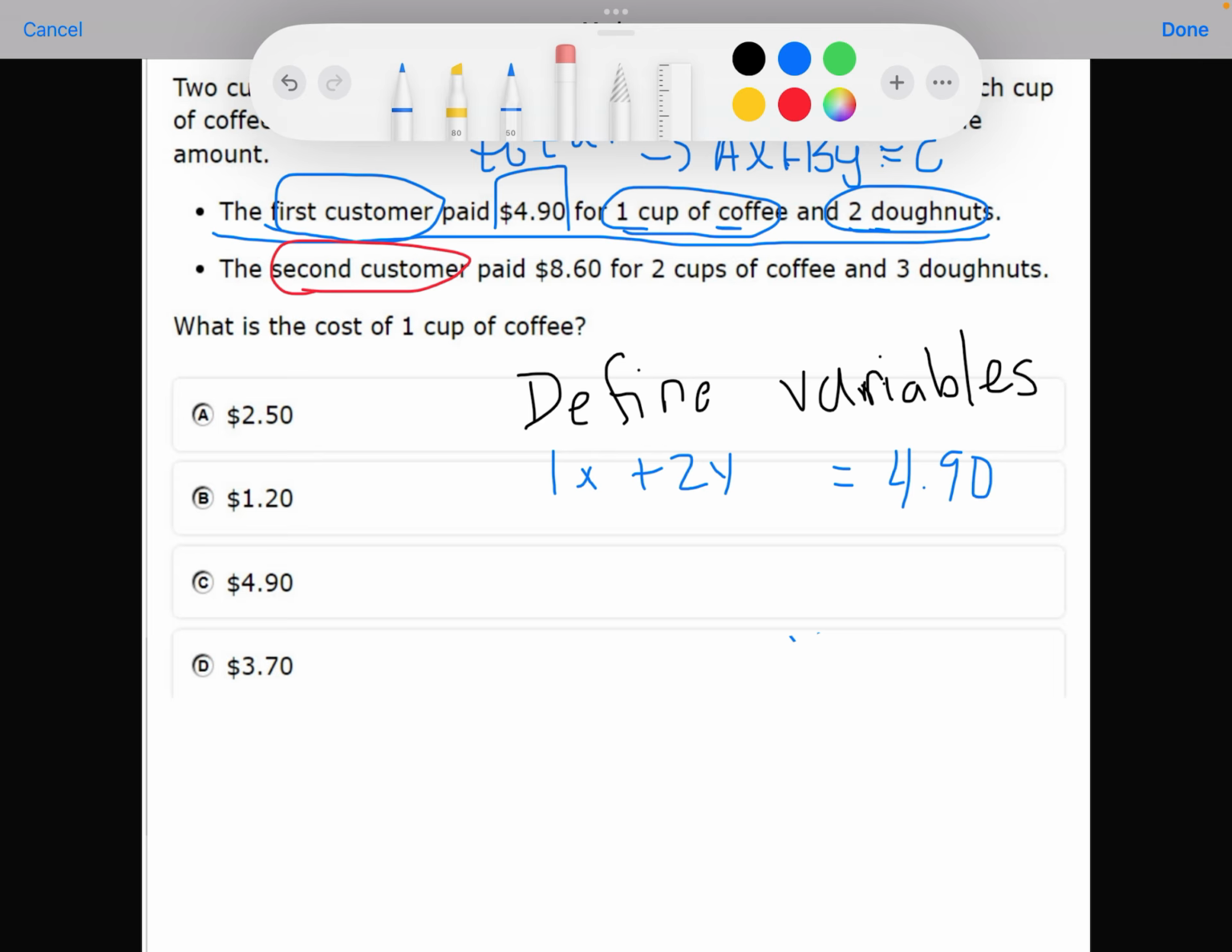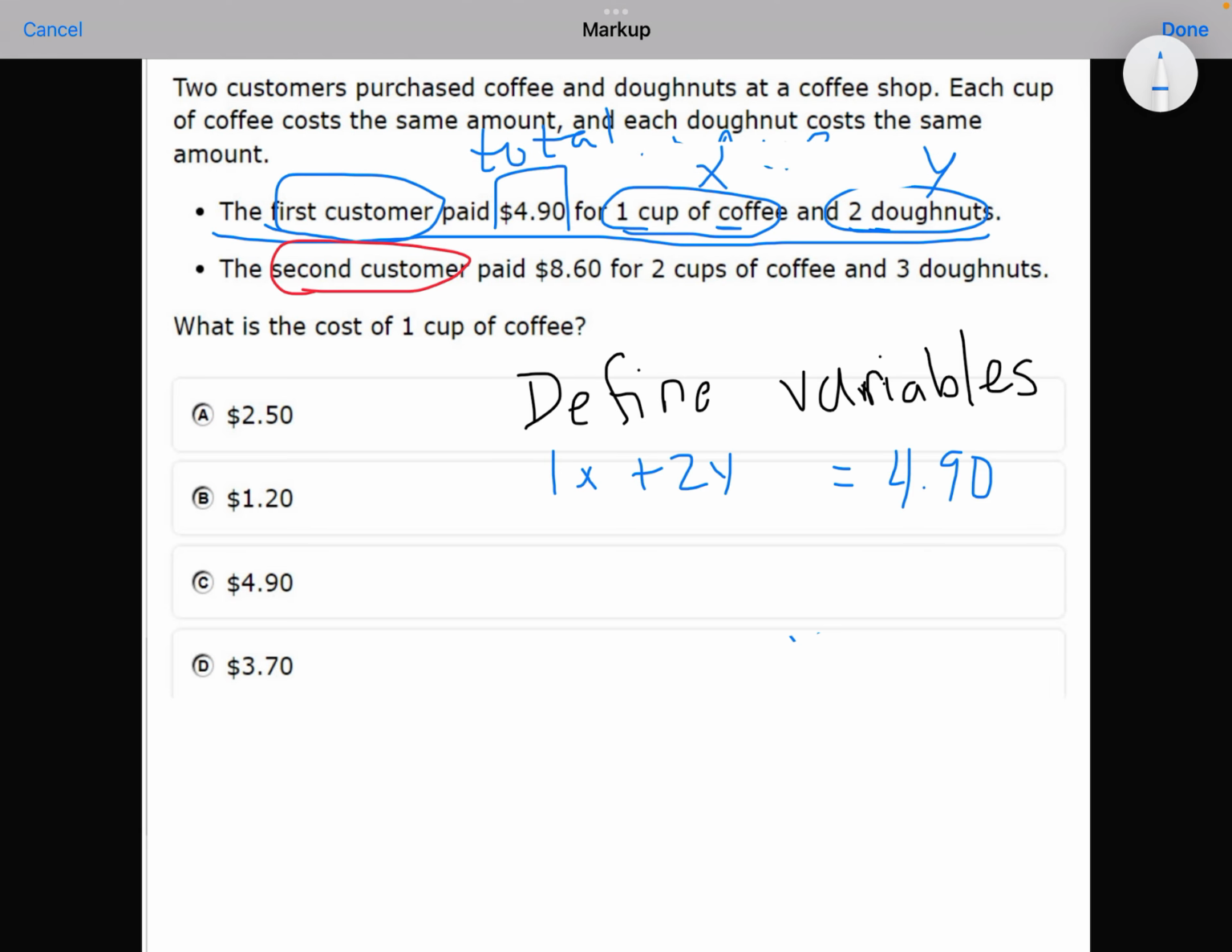If you were writing on the actual screen like I am here, I'd probably do it like this. I'm going to get rid of all this that I wrote up here, and I'm just going to remind myself: coffees I called X, donuts I called Y, and that way they're kind of together. Okay, so hopefully that makes sense on what I'm saying there.